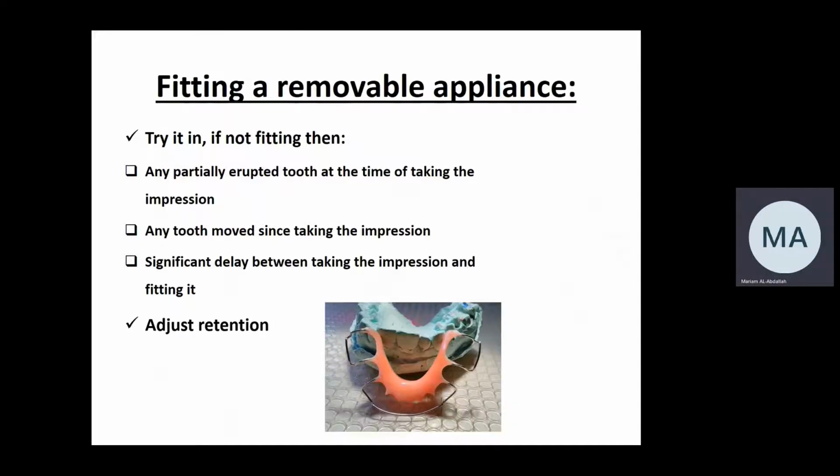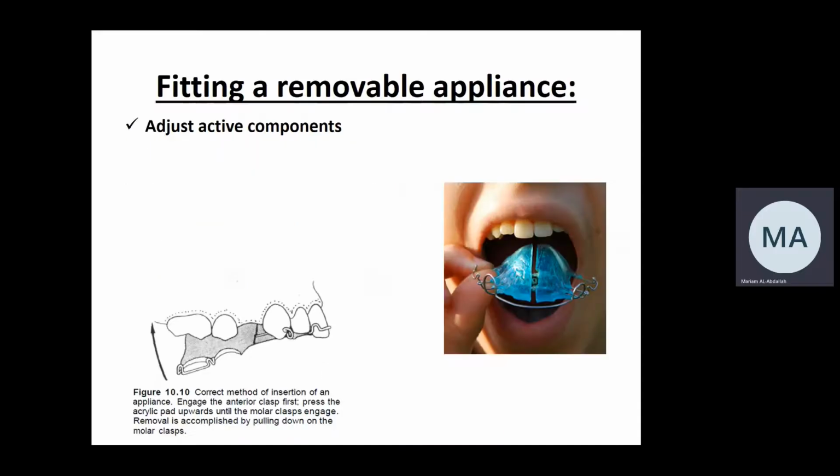And after that, I check retention. So the first thing, check if it's fitting or not, and then I check retention and I adjust the retention until the appliance is retentive inside the patient's mouth. I adjust the bite plane as necessary, and finally, we adjust the active components. Sometimes the active components are left passive for the first visit until the patient gets used to the appliance, and then the next visit we start activation.